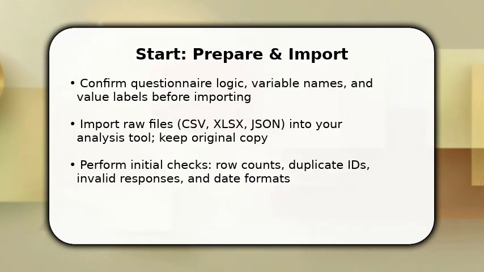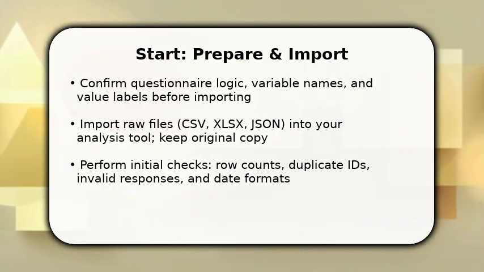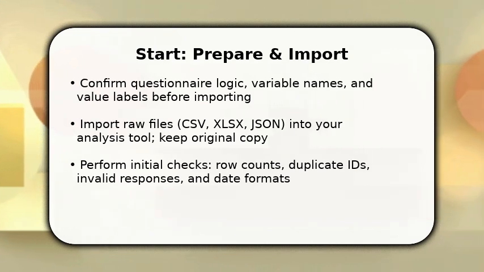Once done, run quick integrity checks, confirm row counts, identify duplicate respondent IDs, scan for impossible dates or values, and flag obvious invalid responses. This fast triage prevents downstream confusion and lets you move into focused cleaning with confidence.